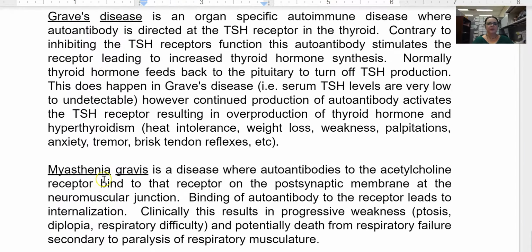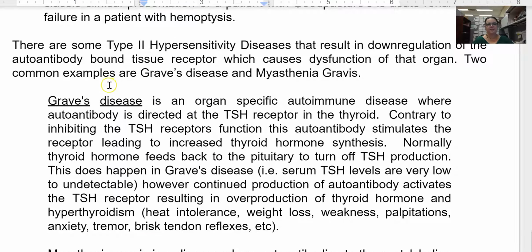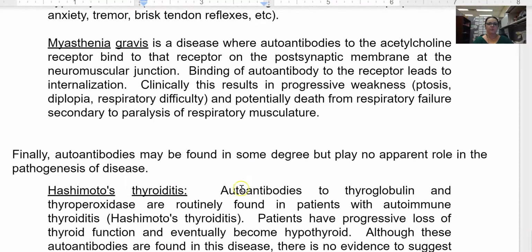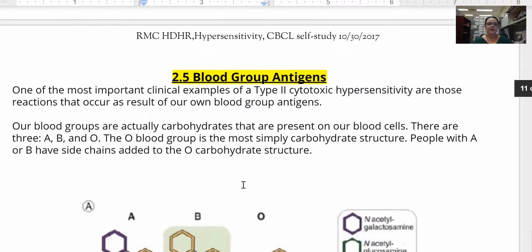Graves' disease and myasthenia gravis are the two best examples of those non-toxic type 2 hypersensitivities. So in this case, the antibody binds to a tissue receptor, which basically makes the organ dysfunction. And that's what's occurring here. So go through those, understand that.